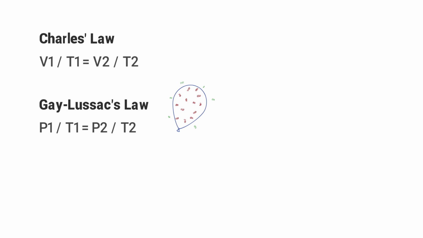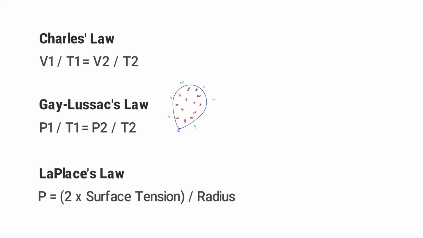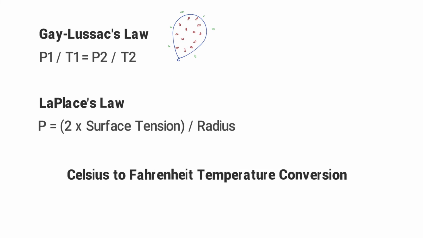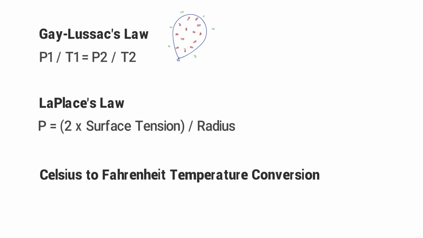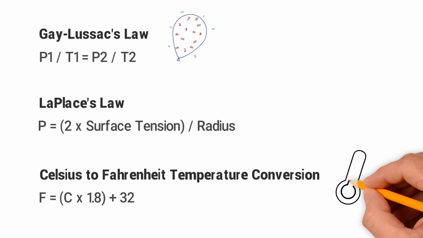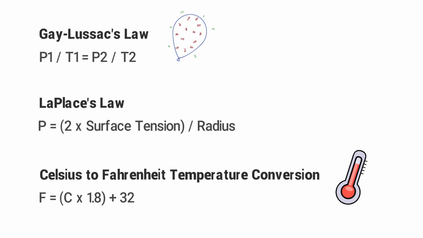Next up is Laplace's law. This one states that the pressure is equal to 2 times surface tension divided by the radius. Shifting gears just a bit, next up is Celsius to Fahrenheit temperature conversion. So in order to figure out the degrees Fahrenheit, you would say the degrees Celsius times 1.8 plus 32.